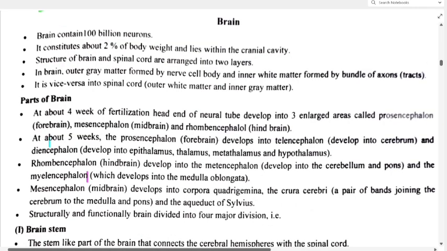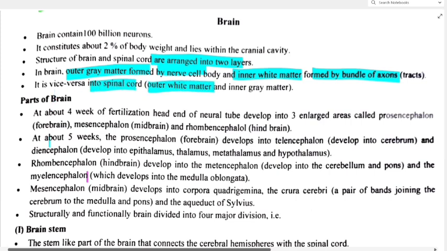Brain contains 100 billion neurons. It constitutes about 2% of body weight and lies within the cranial cavity. The structure of brain and spinal cord are arranged into two layers. In brain, outer grey matter is formed by nerve cell bodies and inner white matter is formed by bundles of axons, and it will be vice versa in case of spinal cord, meaning outer will be white matter and inner will be grey matter. Now parts of brain.